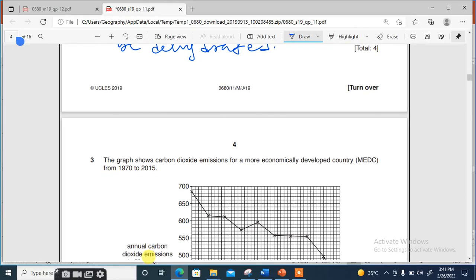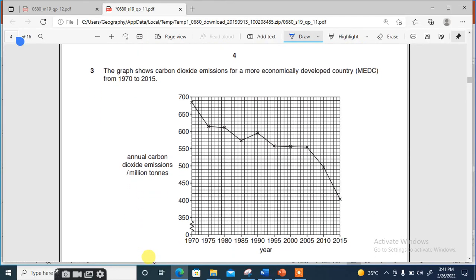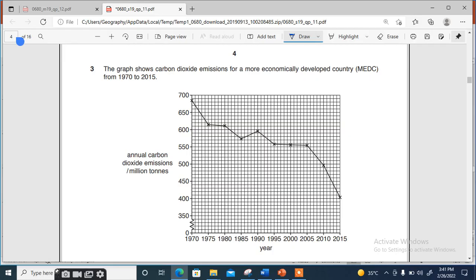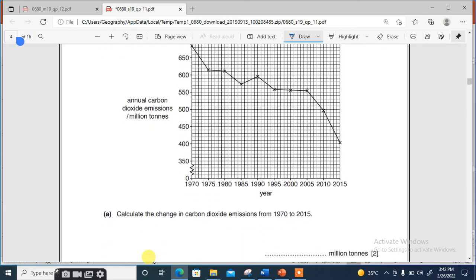Let's see. Now, we have question number 3 here, which is also a graph. Now, if you look at all the questions, they've been giving us a source that we make reference to while we are answering the questions. Now, they said the graph shows carbon dioxide emission for a more economically developed country, that's MEDC. So we are looking at carbon dioxide emission from 1970 to 2015. So we have 1970 to 2015, and we have the data of annual carbon dioxide emission within this individual year. So they say calculate the change in carbon dioxide emission from 1970 to 2015.